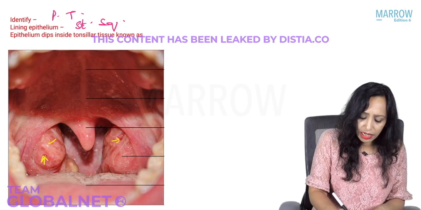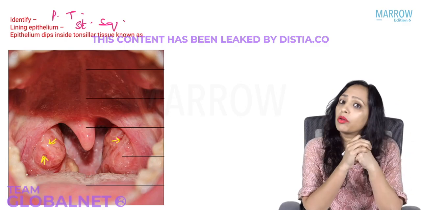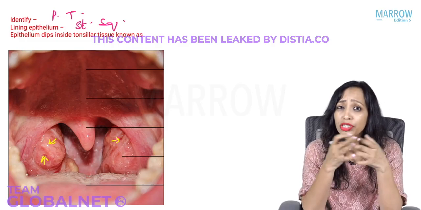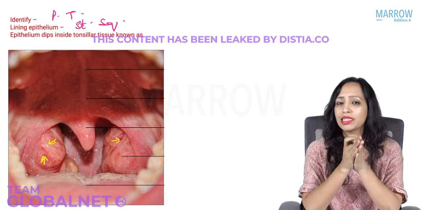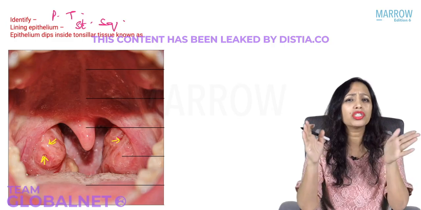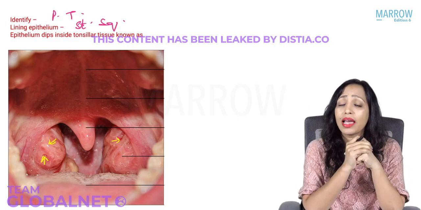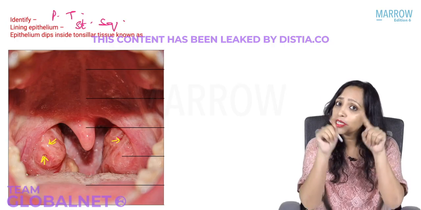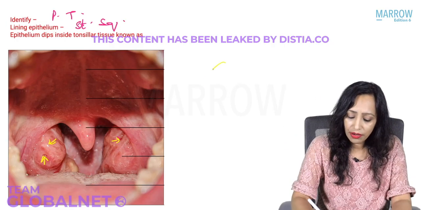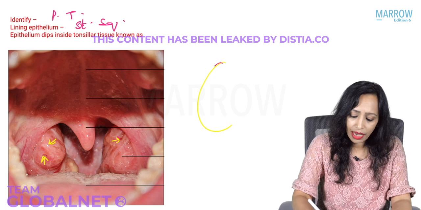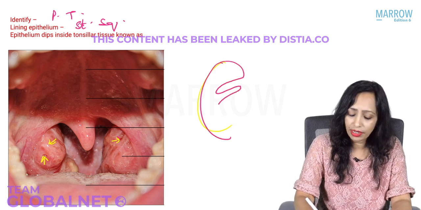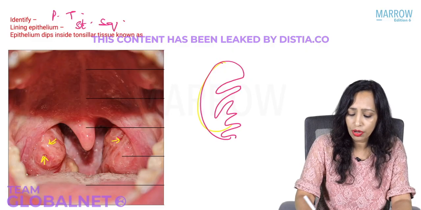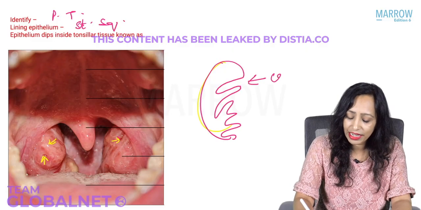Yes, multiple. See anybody's tonsil, open your mouth and you can see in yourself also. Or in children, the tonsils are huge. In them, you can see very beautifully multiple depressions on the tonsil. What are these? Yes, the epithelial lining dips inside the tonsillar tissue. So here we have the tonsil, and the tonsil epithelium is not straight. It dips inside the tonsillar tissue, and these are what are known as crypts.